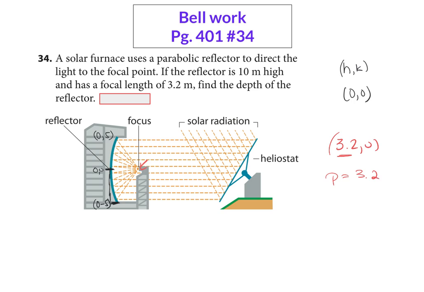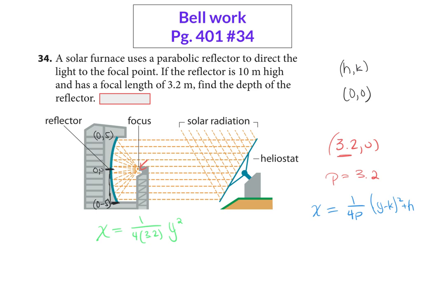So now I have everything I actually need for my function. I have my p, which I can figure out my a from, and I know my h and k. So if I were to set this up in standard form, it's going to be x equals 1 over 4p, (y minus k) squared plus h, right? So in this case, my h and k are 0. So it's going to look like this: x equals 1 over 4 times 3.2, y squared. All right.